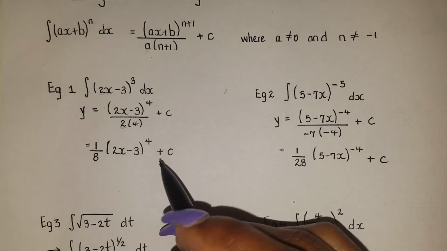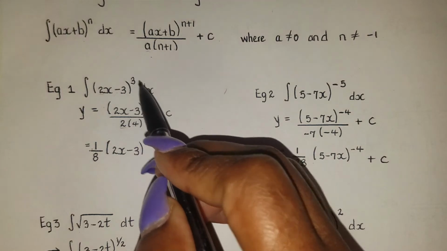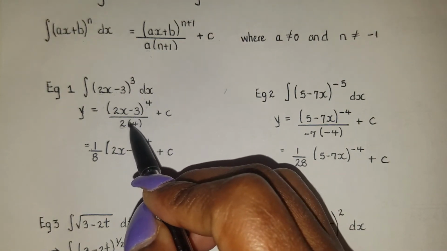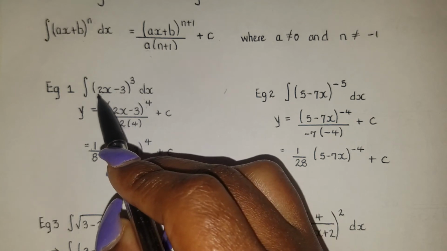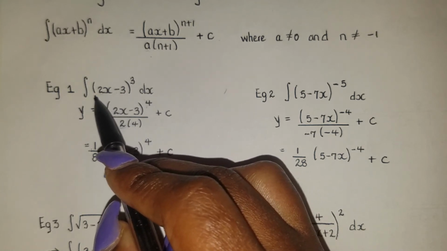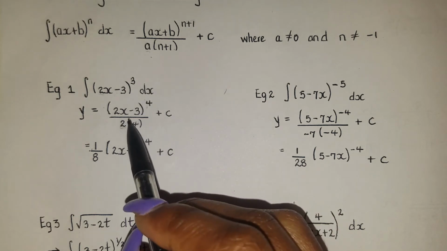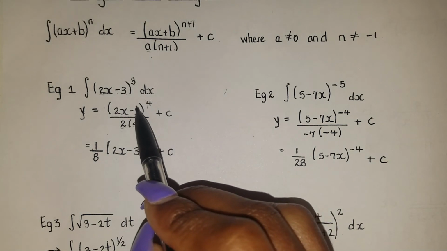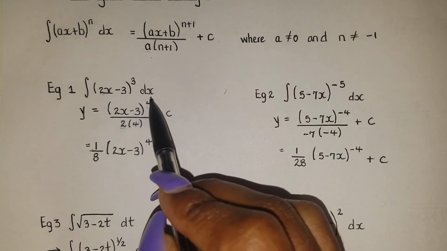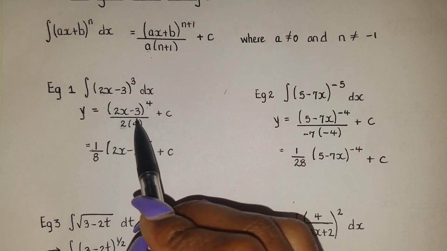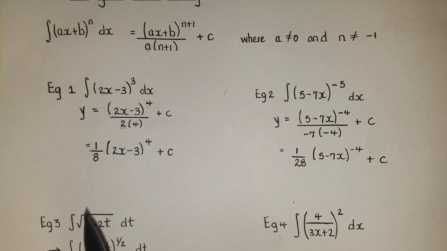Once more, we add 1 to our power to get 4 and divide by 4, but it first needs to get multiplied by a, which is the coefficient of x, and in this case a is 2. So 2 fourths is 8. Now our answer can either be (2x - 3) all raised to a power of 4 over 8 plus c, or we can bring this 8 up as 1 over 8.